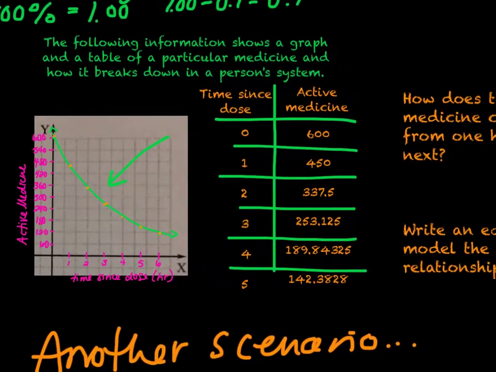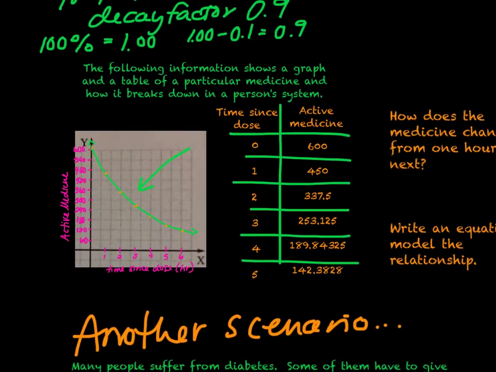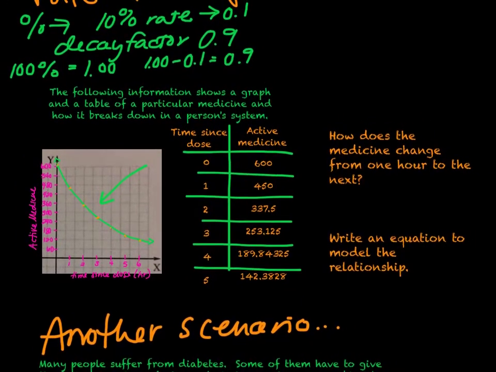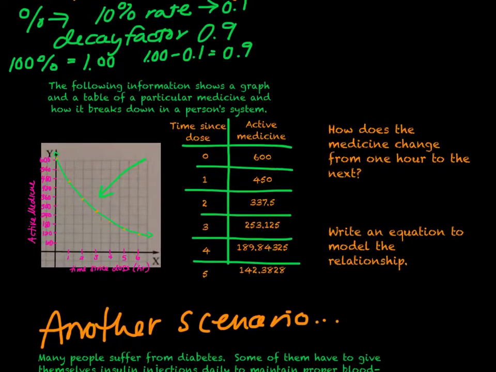So I'm going to scoot over so we can see a little bit more of what needs to be asked. And it says specifically, how does the medicine change from 1 hour to the next? So the way we can look at this is essentially looking from 600 to 450. Let's actually do a little bit of math and see what the difference between those two things are.